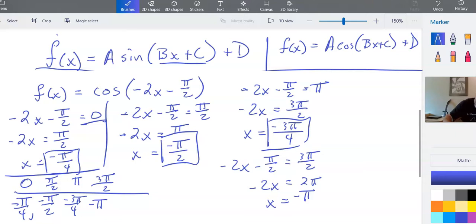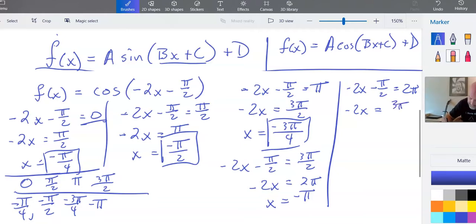And the last one we need to do now is 2 pi. So I have negative 2x minus pi over 2 is equal to 2 pi. So if I subtract pi over 2 from 2 pi, I get... Oh, I'm not subtracting. What am I doing? I'm adding. I'd be adding pi over 2 to 2 pi, so that makes it 5 pi over 2.